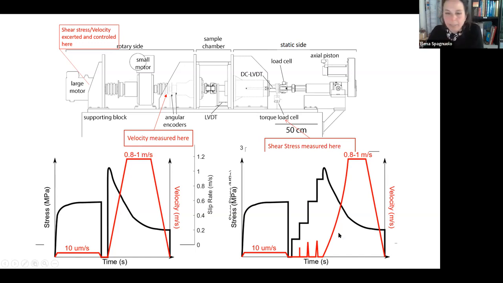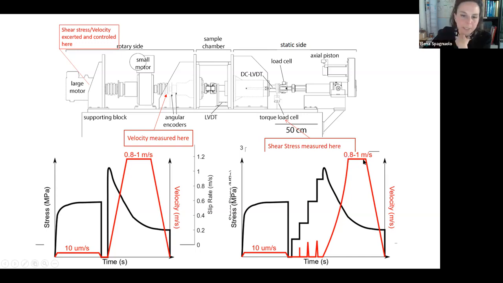In the case of the unconventional creep test, again, we have this pre-shear at 10 micrometer per second to prepare the sample. And then we start, in this case, to increase the shear stress stepwise. In that case, the velocity is spontaneous. So all the events that we record are spontaneous. You can see that also the acceleration is spontaneous and is different from the imposed one.